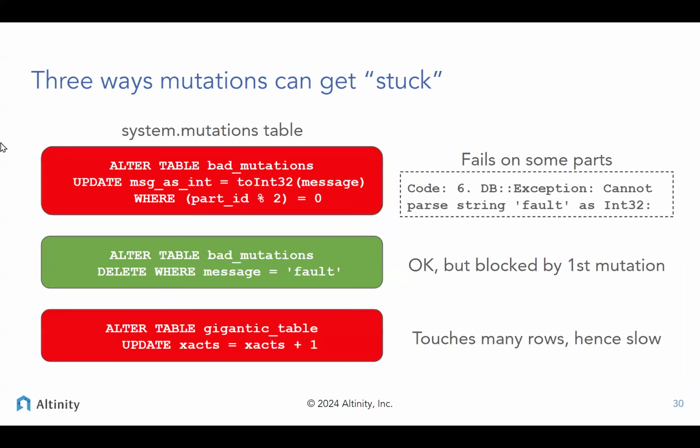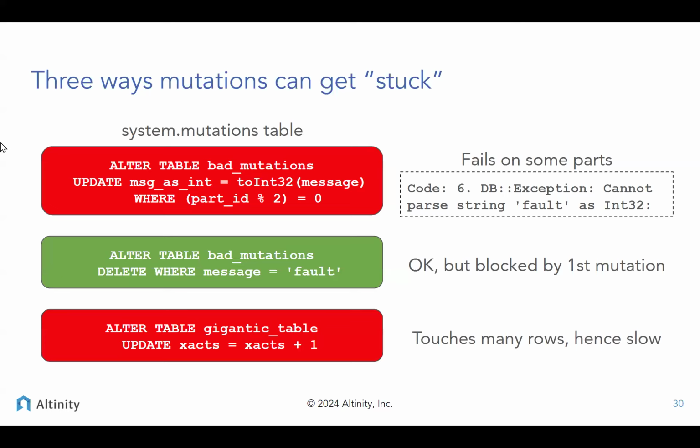So there are three ways that these can get stuck, and your mutations are logged in the system.mutations table. This is a place you want to know about if you're doing this. And here are three ways they can get stuck. First, you can write a bad mutation. There are some mutations that ClickHouse will happily queue up, but it can't tell they're going to fail.